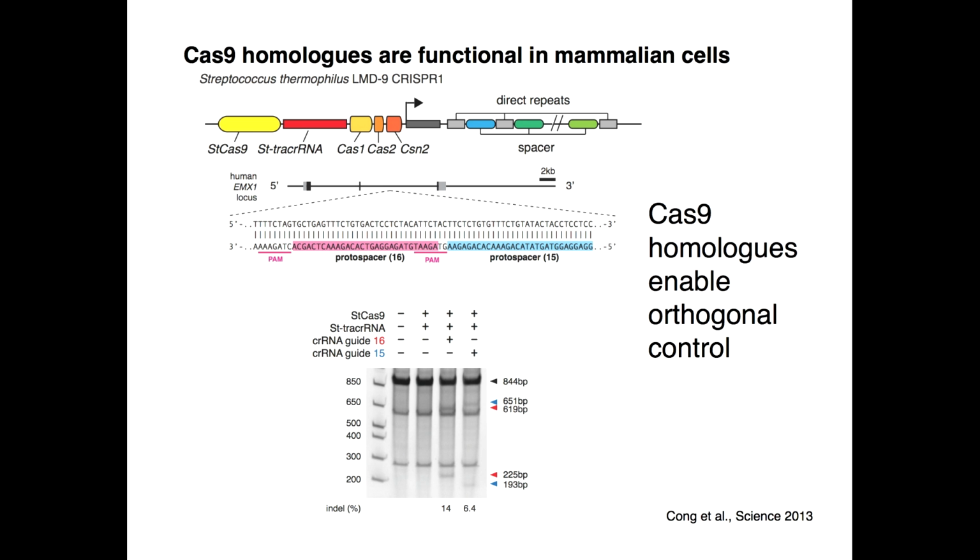So we're really blowing by here. Next, Cas9 homologs are functional in mammalian cells. You can imagine you have one Cas9 in a cell that targets a particular guide. If you put in a different Cas9 that has a different PAM, it could then be completely orthogonal in the sense that it could target an entirely different DNA sequence of interest. So by introducing libraries of different Cas9s, you can really expand the toolbox of possible functions by doing orthogonal control.